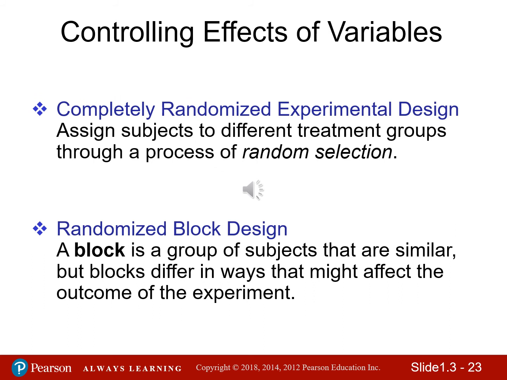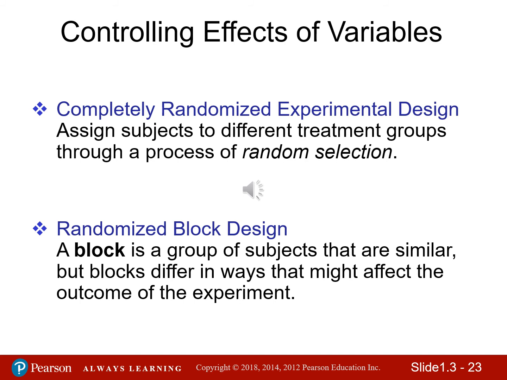To ensure we have a meaningful study, it is important that we control the effects of the variables. We can do this with the experimental design of the study. Experimental design is a way to carefully plan experiments in advance so that your results are both objective and valid. Completely randomized experimental designs assign subjects to different treatment groups through a process of random selection.